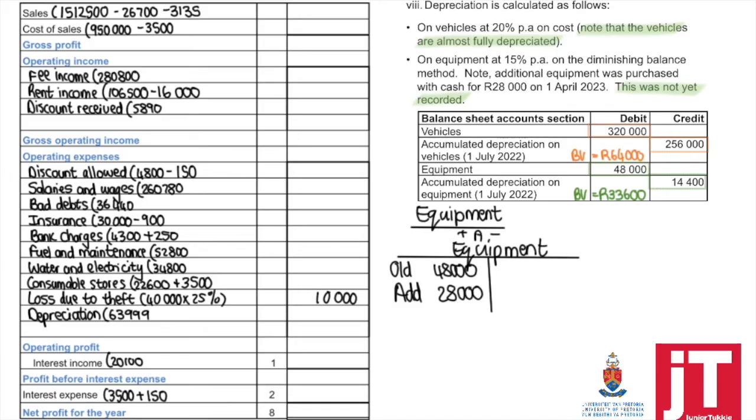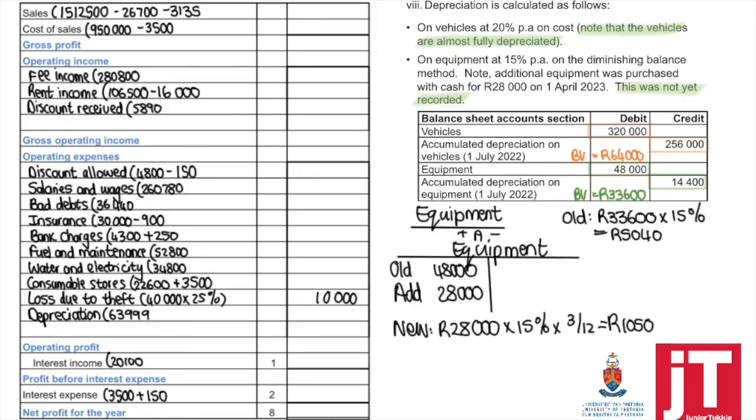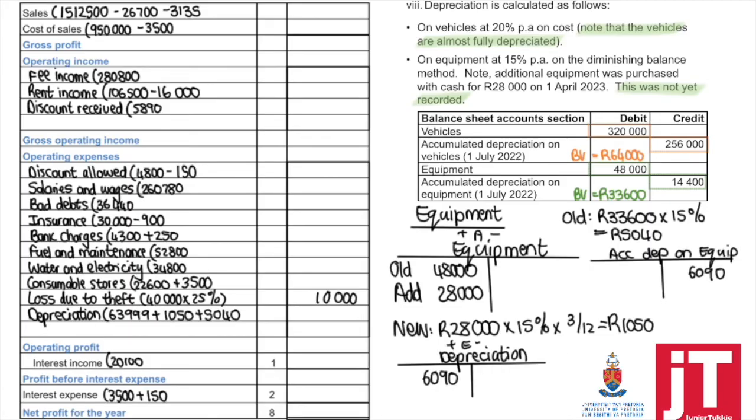We have to use diminishing, which means the book value. To get the book value, take the cost minus the accumulated depreciation and then times it by 15%. On the new, it's from the day we've purchased it. So if we purchase it in April, on the 1st of April, it means April, May, June. It's 3 months. That is why we say 28,000 times 15% times 3 divided by 12. So my total depreciation on equipment is the old plus the new. Show all your calculations in brackets.